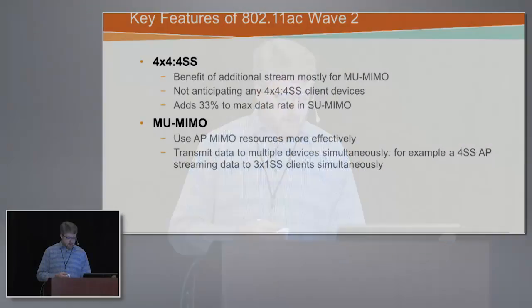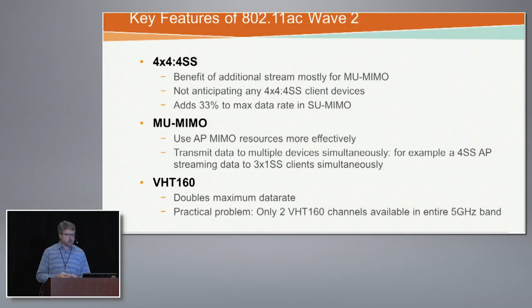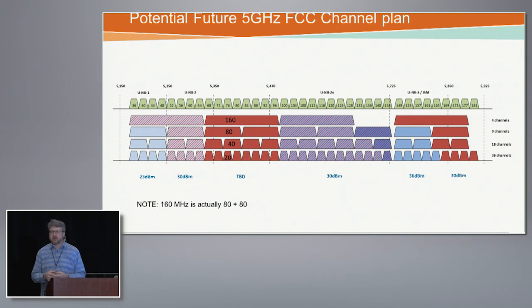So we got MU, which is going to be the focus of the talk. And we also got 160 MHz channels, which is kind of hilarious because we don't have the spectrum to actually deploy these. There are only 2 channels in 5 gigahertz to deploy right now, and there are a lot of questions about some of the additional spectrum that's coming. So this is a channel plan for what exists now and what might be coming.